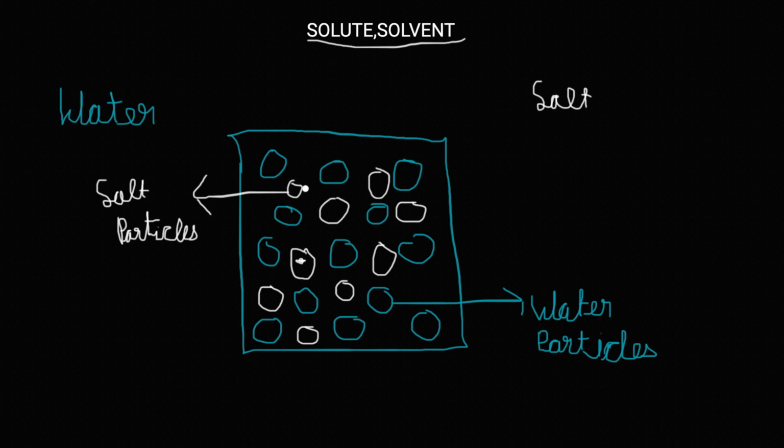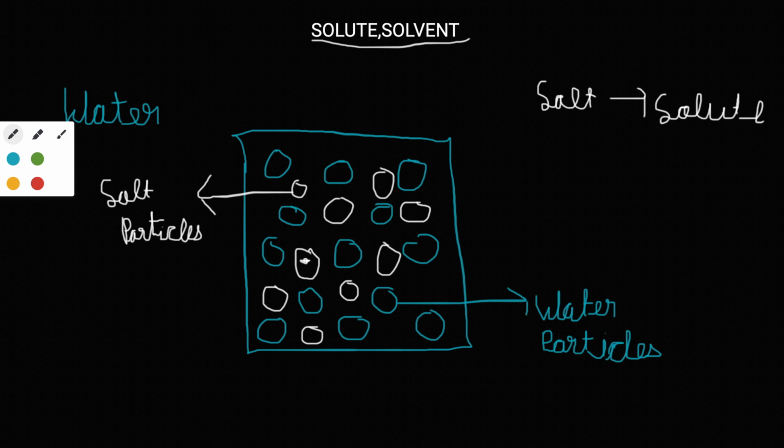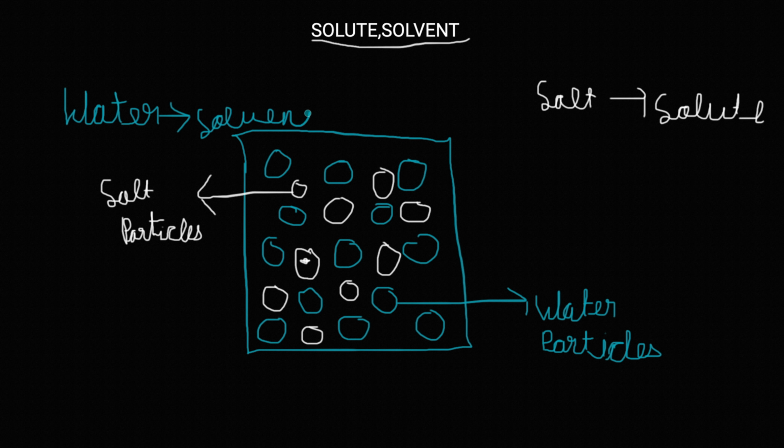So let's talk about solutes and solvents. To define it, the solvent is basically the liquid in which the solute is going to dissolve. As you can see here, the salt becomes the solute, and the water becomes the solvent. The water becomes the solvent because the water is the liquid and the salt, as the solute, is dissolving into the water, which is the solvent.